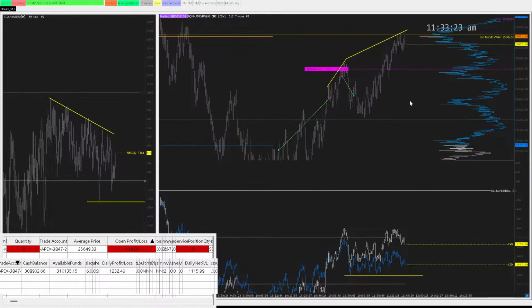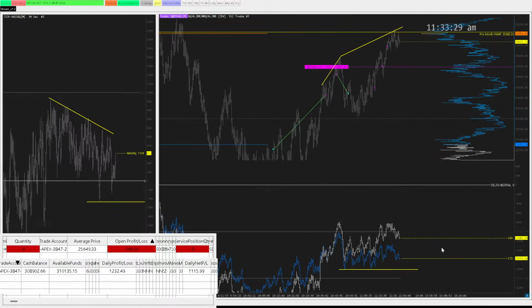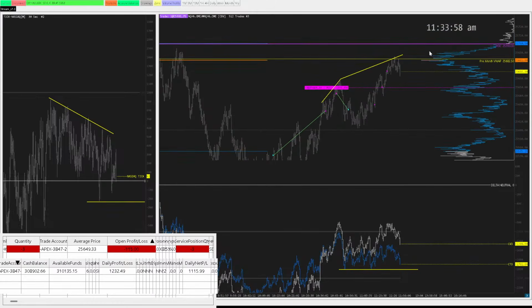You guys can see the order flow diverging from price, right? It's nice knowing that there's a volume density, right? There's energy that's stored up here.